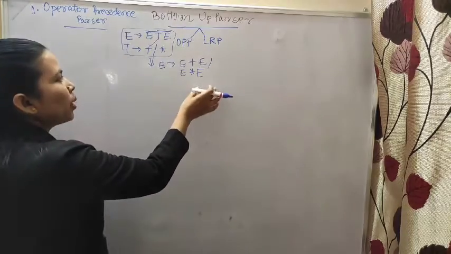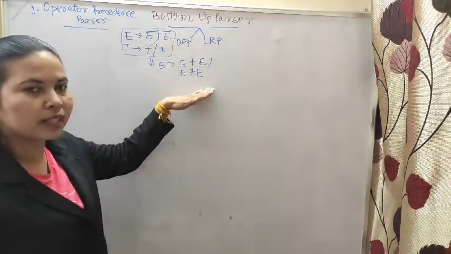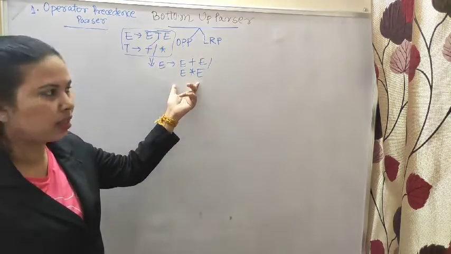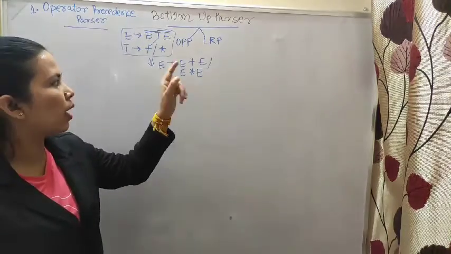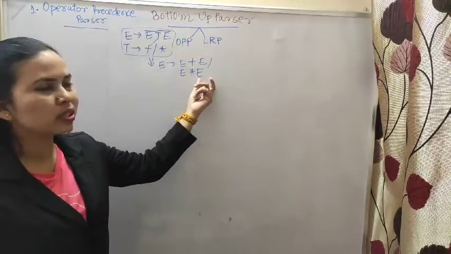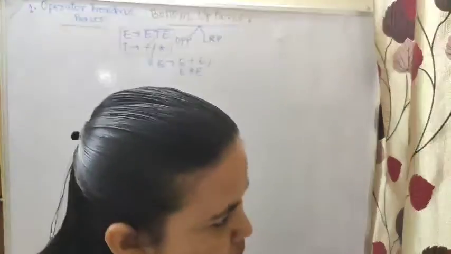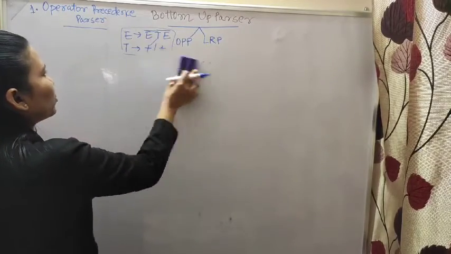Okay, so first you have to derive it. If after the derivations no two adjacent variables are there, then it is an operator precedence parser. If two adjacent variables still come, then you can say that it is not an operator precedence parser. So now we will see an example and solve it.